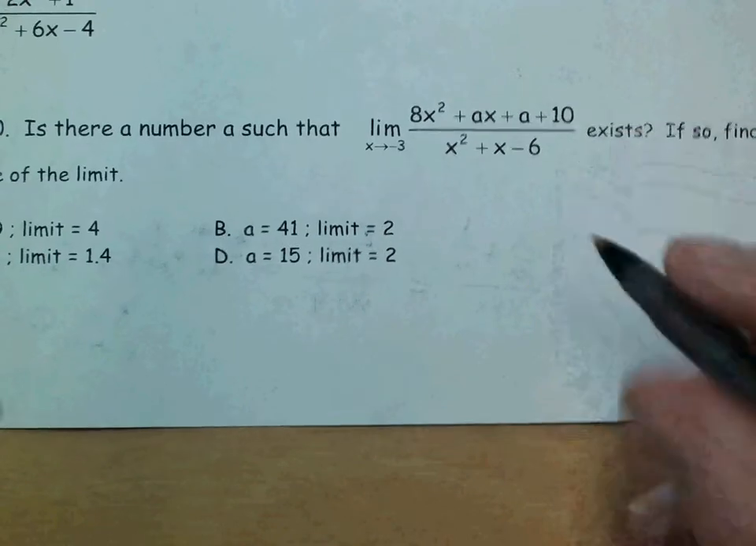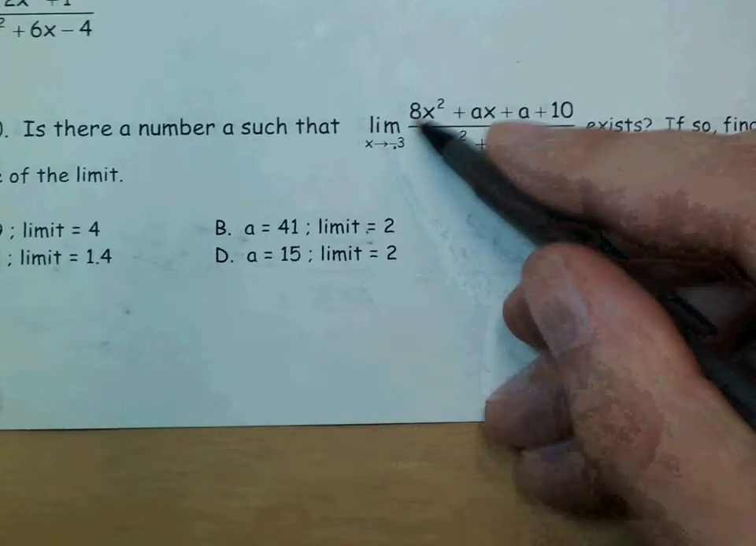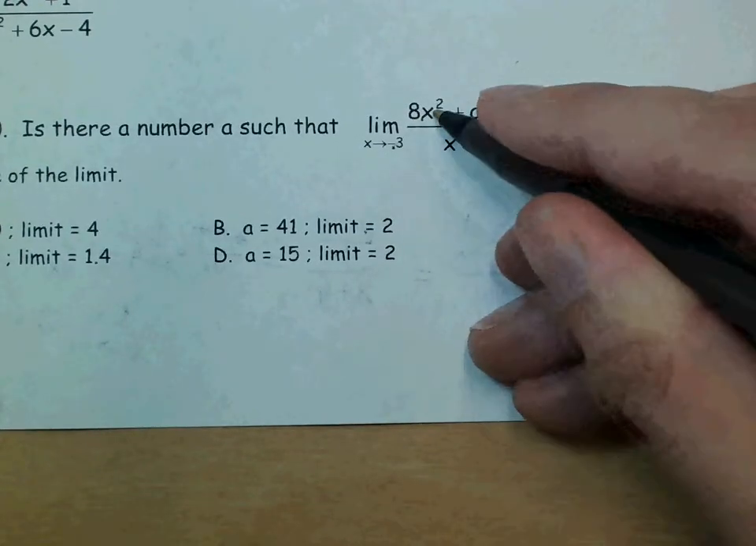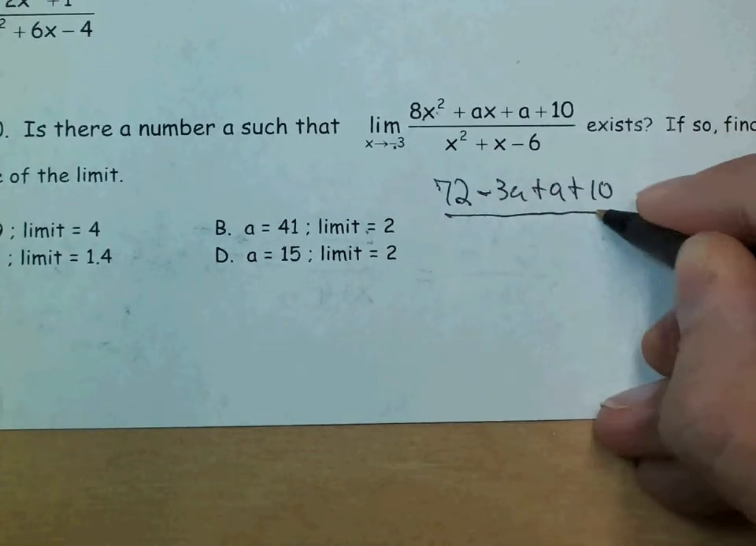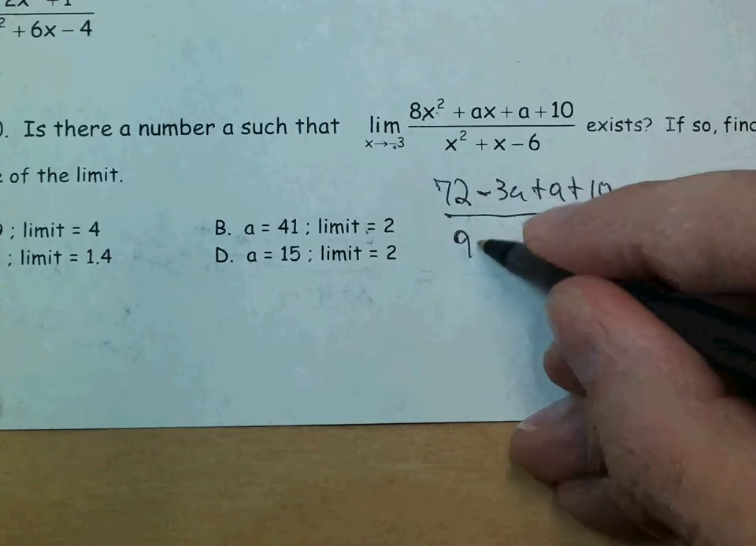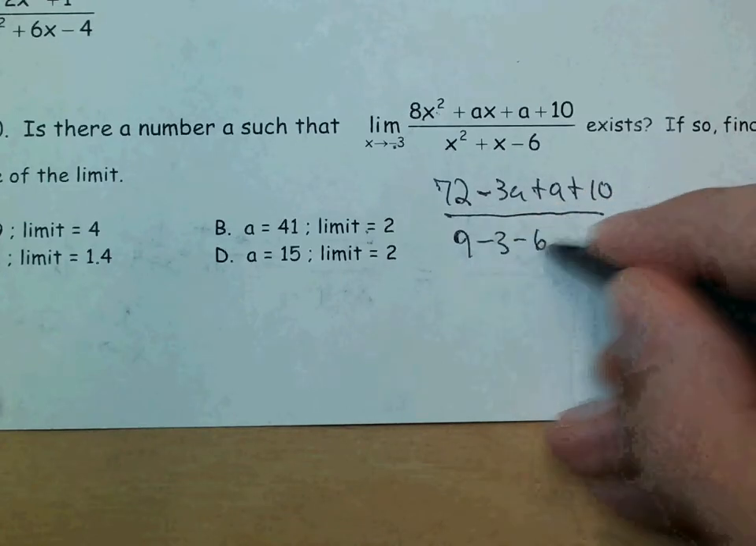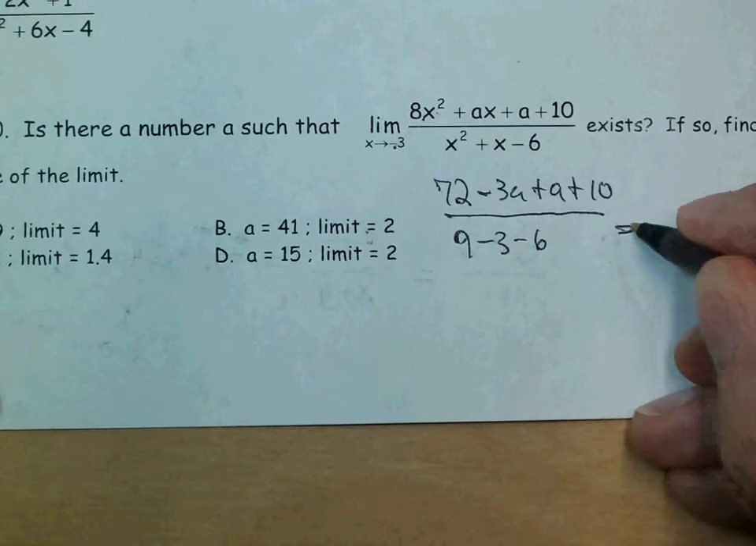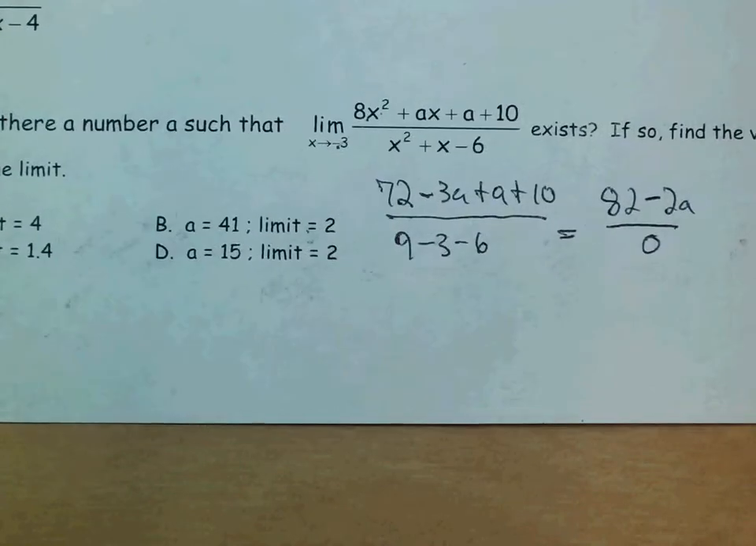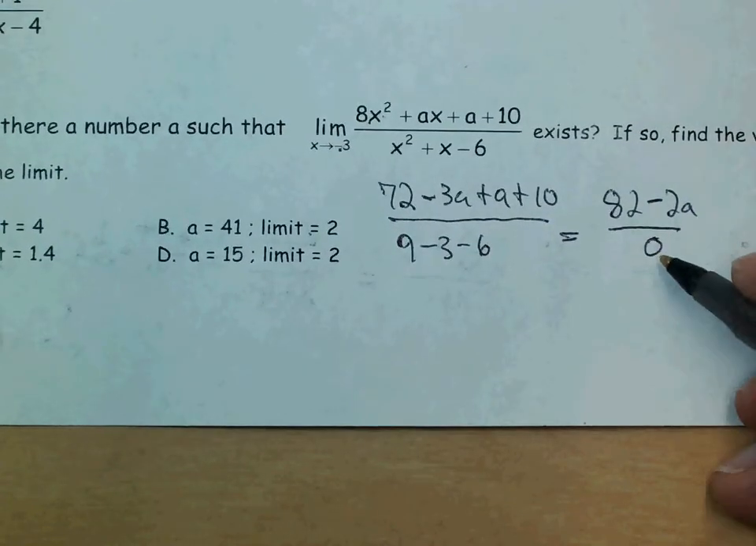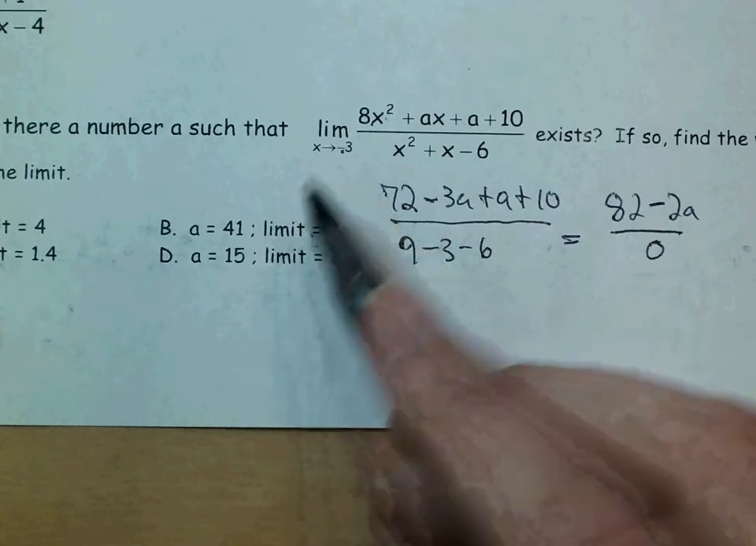The first question is, well, is there a number that can make this limit exist? Well, the only way the limit won't exist is if we're dividing by 0. So I would try direct substitution first. So when we plug in negative 3, we're going to get 8 times 9 is 72 minus 3a plus 10 over, and the denominator will get 9 minus 3 minus 6. When we simplify that, that gets us 82 minus 2a over 0. Okay, so it sure looks like this limit isn't going to exist because we're dividing by 0.